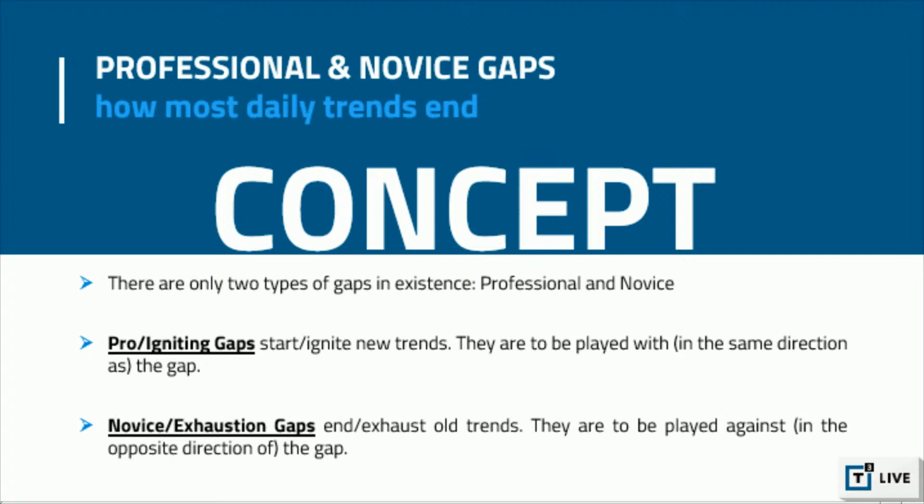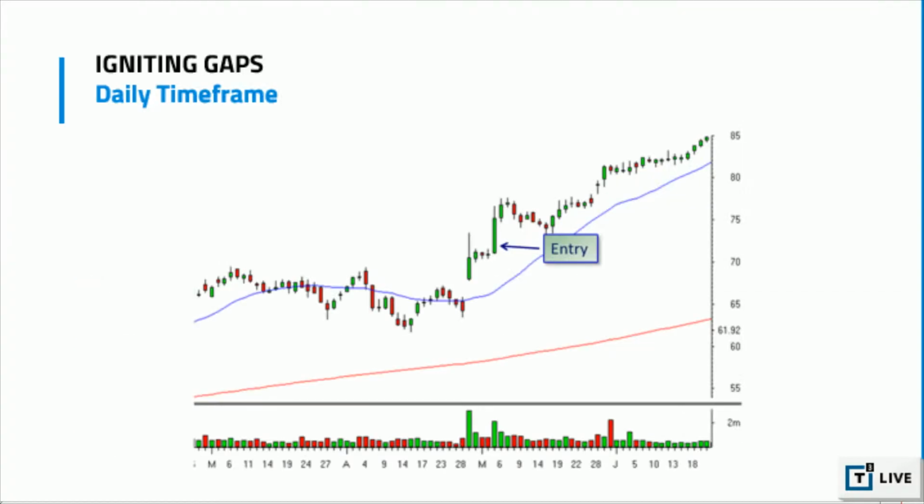Novice or exhaustion gaps end or exhaust old moves. They are to be played against, meaning in the opposite direction of the gap. So if it's a gap up, you want to look to play it short. If it's a gap down, you want to look to play it long. Now, you got that? So let's go to the next slide.